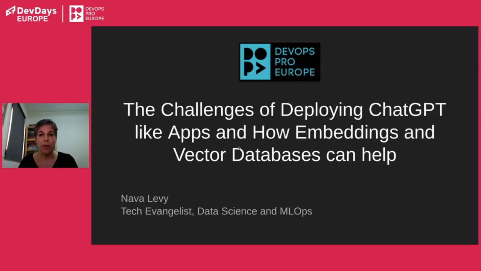I'm going to be talking about one of the most exciting subjects today, I think, in AI, which is ChatGPT, and how can we replicate the magic of ChatGPT for our own use cases and organization. ChatGPT sparked a tremendous amount of developer innovation and creativity, but deploying those systems in production for our organization is not without challenges. So we'll talk about that and how embeddings and vector databases can help address that.